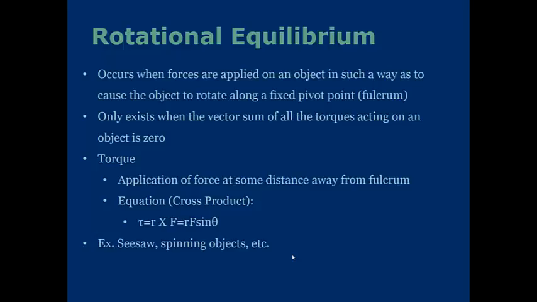Note that an object in rotational equilibrium can only be so if the vector sum of all torques acting on the object is zero. So an example would be a seesaw or a spinning object. So a seesaw is a very classic example, like so. If it's not moving and it's perfectly balanced, we would say that this is in rotational equilibrium. For these calculations, make sure you have a good grasp of cross products, because torque, as you can see, is basically a cross product.